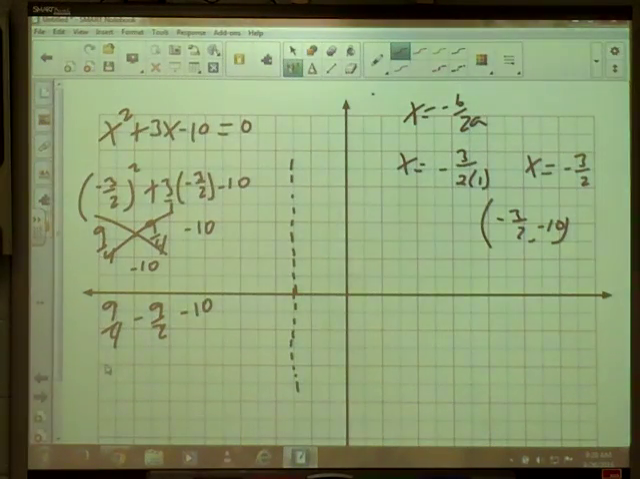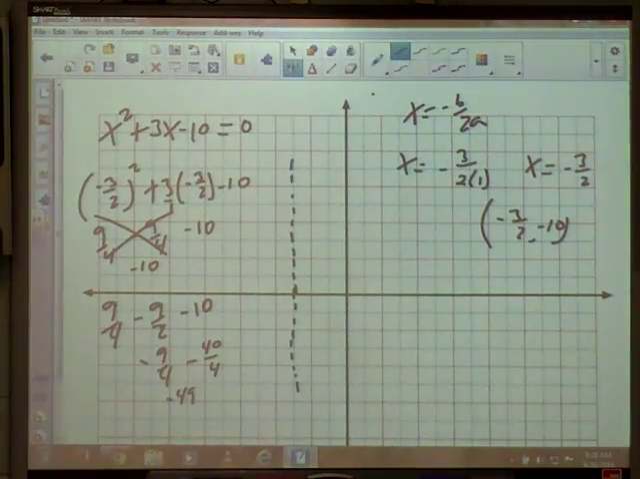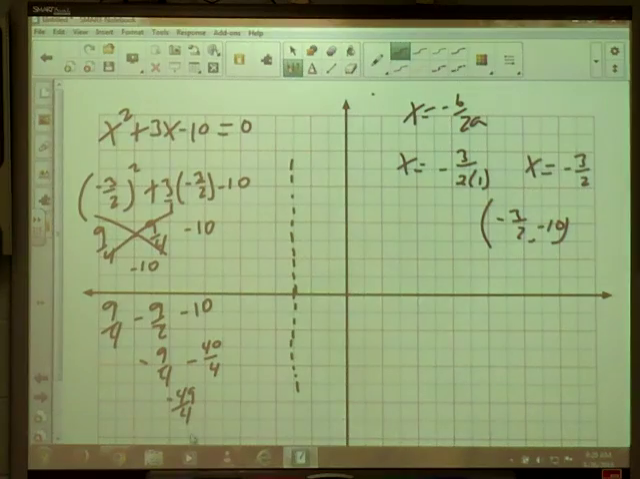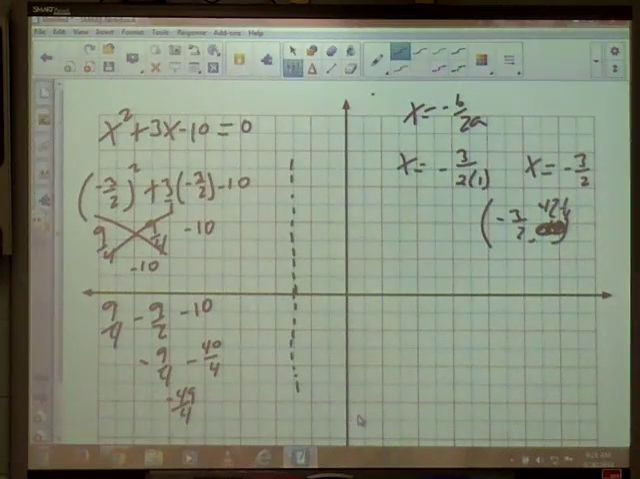That'd be 9/4 minus 18/4, which is -9/4 minus 40/4, which is -49/4. What's -49/4 as a decimal? -12 1/4. My bad.